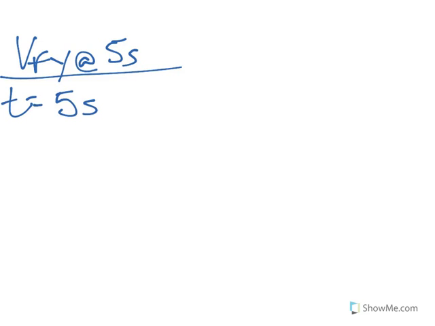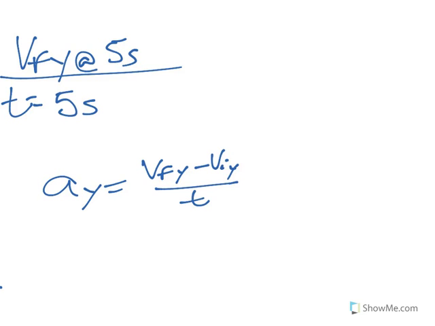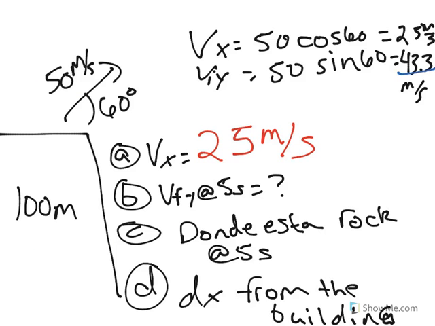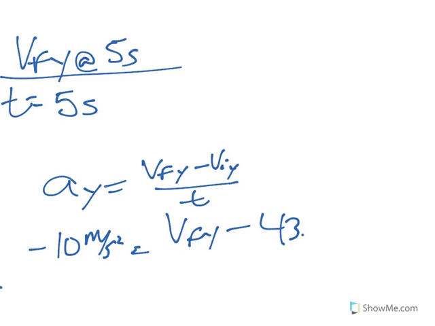Vfy at 5 seconds. Well, I know the time. This is convenient. I don't have to solve for the time. It's 5 seconds. What formula would I need to solve for in order to find the final velocity in the y? Well, if you remember, the only formula with the final velocity in the y is ay equals Vfy minus Viy divided by t. Okay, so now we need to fill it in. Negative 10 meters per second squared equals Vfy, which is unknown, minus the initial velocity in the y, which is this 43.3, divided by the time, which is 5 seconds.